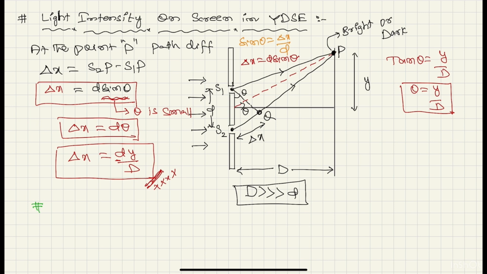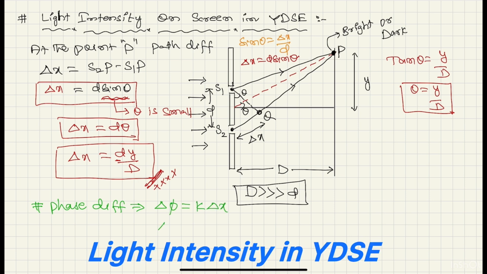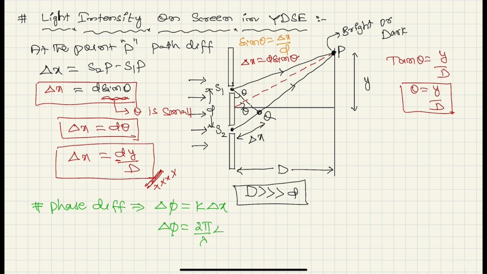I am asking you to find what the phase difference is. Phase difference means delta phi. Delta phi is equal to k into delta x. k means 2 pi by lambda, into delta x, which is d y by capital D. So this is the phase difference.